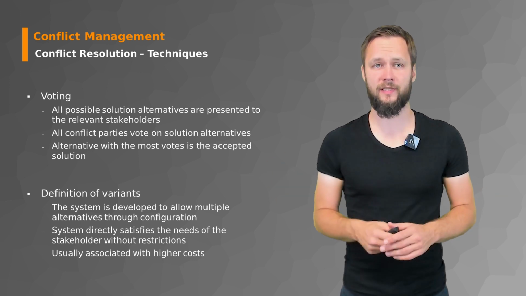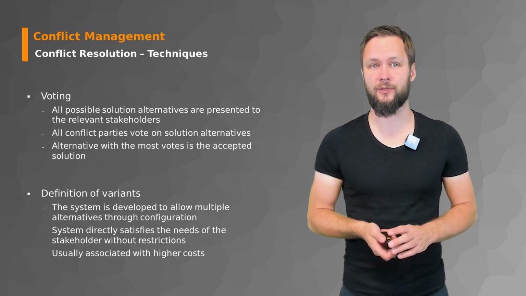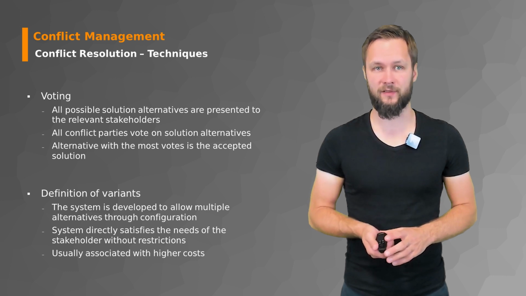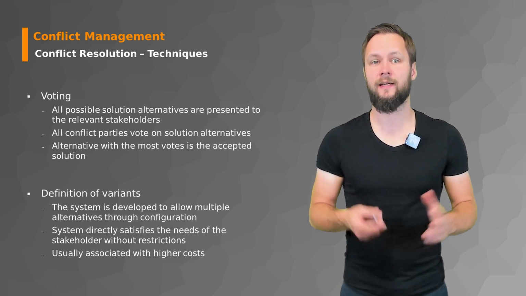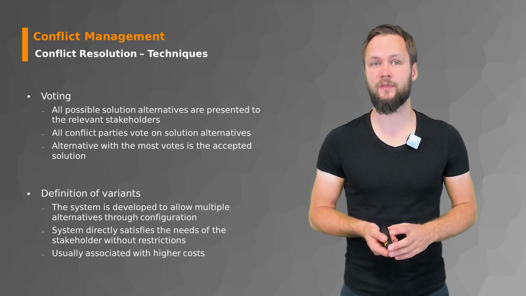So what is voting in a nutshell? All possible solution alternatives are presented to the relevant stakeholders. All conflicting parties vote on solution alternatives, and then the alternative with the most votes is accepted.